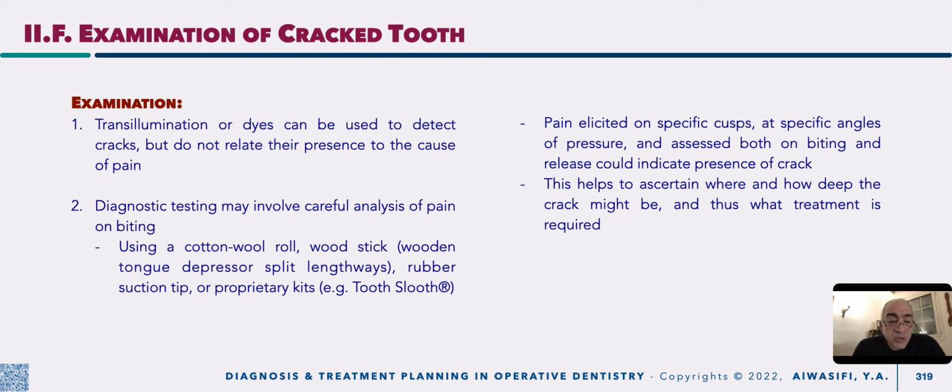You could use cotton rolls, wood sticks, or wooden tongue depressors. You could use a rubber suction tip, or a proprietary kit, the Tooth Sloth, which can diagnose exactly where the crack is and to which cusp it is related. Pain on a specific cusp or at a specific angle of pressure could indicate the presence of a crack. This helps to ascertain where and how deep the crack might be, and thus what treatment is required.